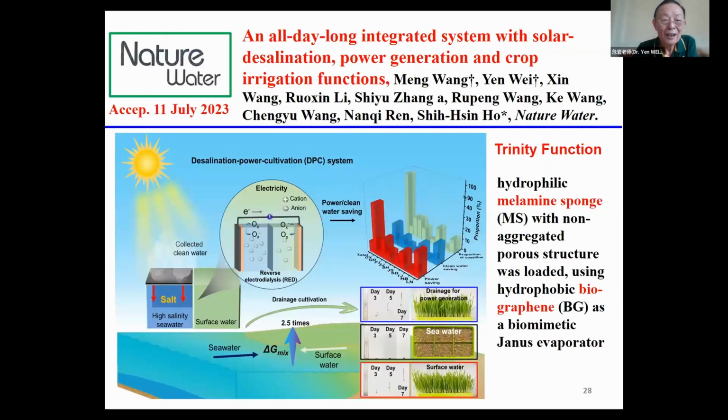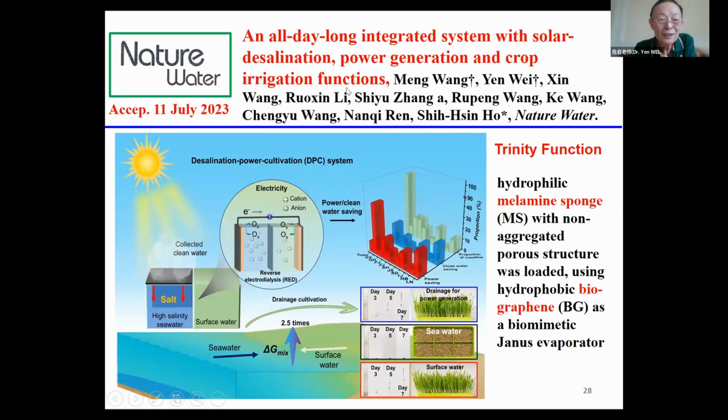Recently, just a few days ago, this is very interesting. This is Professor He Si-Xin, Harbin Institute of Technology. A beautiful work. So the combined material, this is a phase material. We have graphene, we have sponge, the melamine sponge. And then it has three functions.